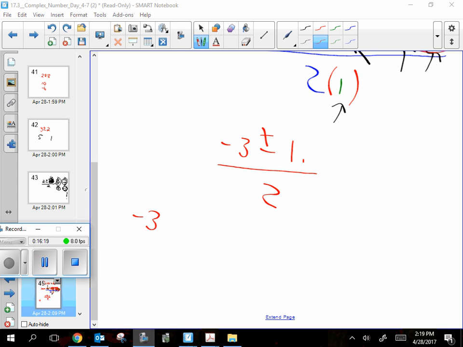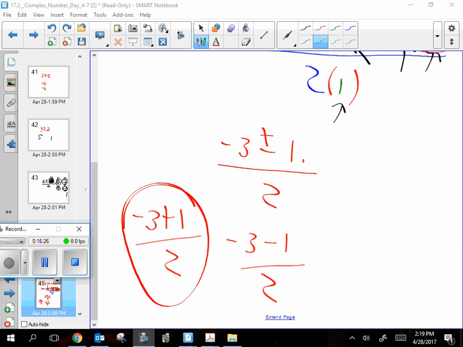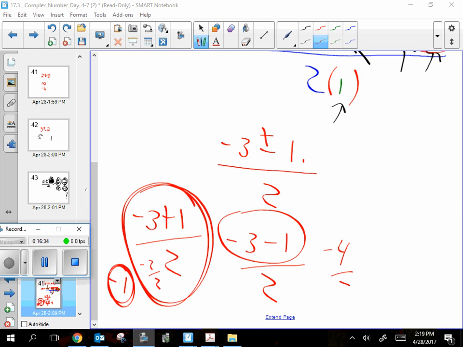Let's do that. -3 plus 1 over 2. And then you do the minus. -3 minus 1 over 2. And that one is -2 over 2. What is -2 over 2? -1 is correct. And then the other one, -4 over 2, which is -2. Raise your hand if you had those right. All right, good. And that's all I have for you on the quadratic formula for today.